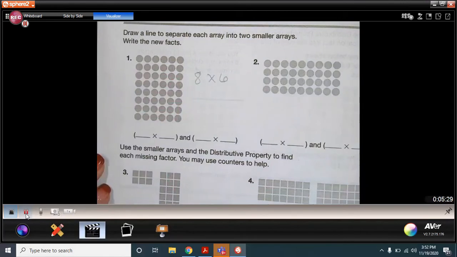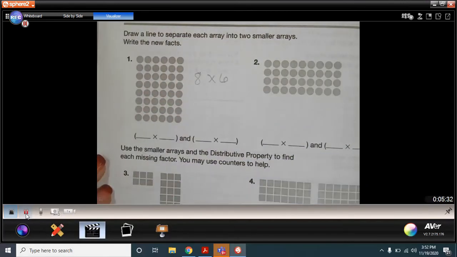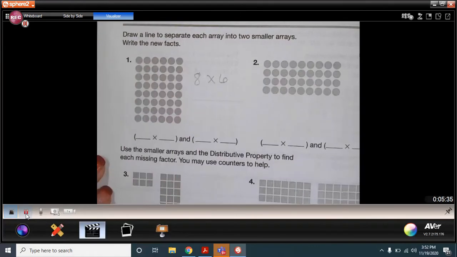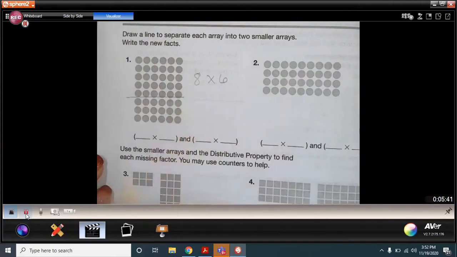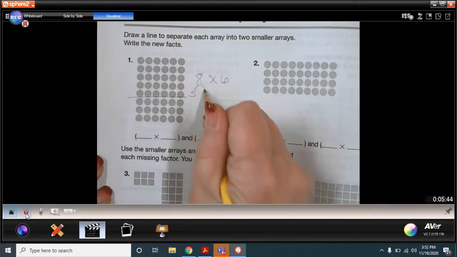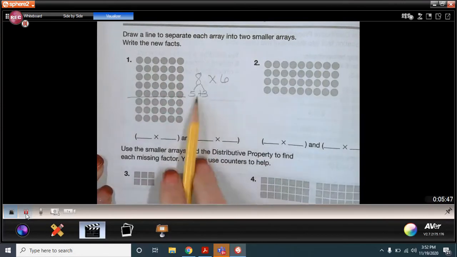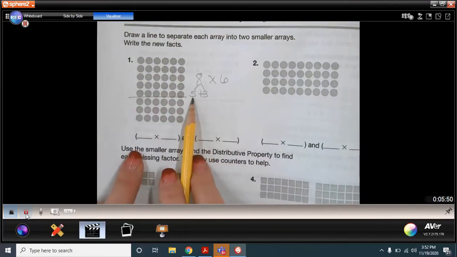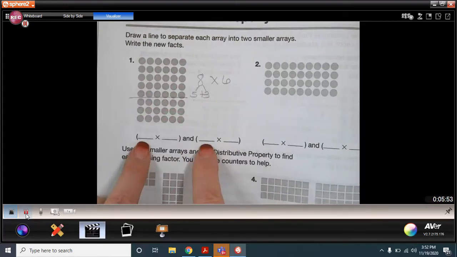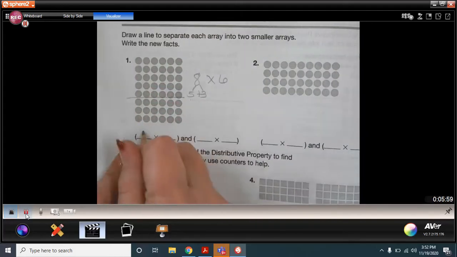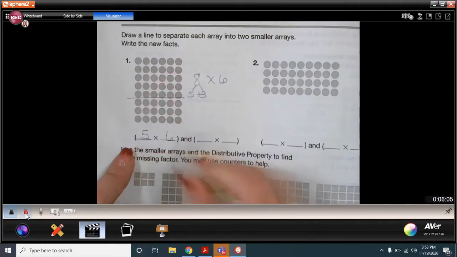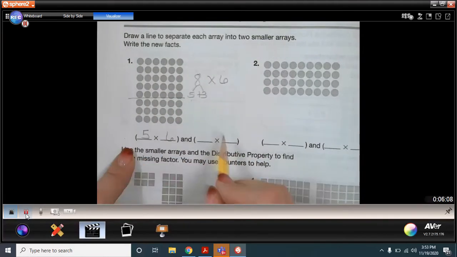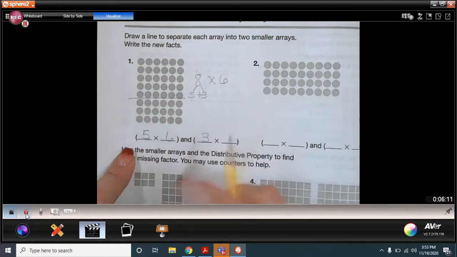And however I want to take this apart, and again, remember I like 5s. 5s are really handy. If I do 5 rows, 1, 2, 3, 4, 5, I'm going to break these 8 rows into 5 rows and 3 rows. Now, since this is my first factor, these are being broken up into my first factor here and here for my smaller multiplication sentences. So this is going to be 5 rows with 6 in each row. This is going to be 3 rows with 6 in each row.